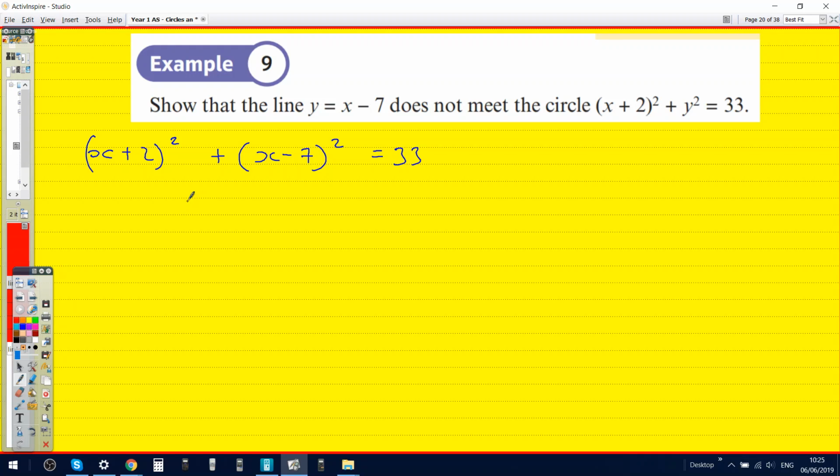This is x squared plus 4x plus 4 for the first one. And x squared minus 14x plus 49 for the second. Plus 49, yep. Okay.